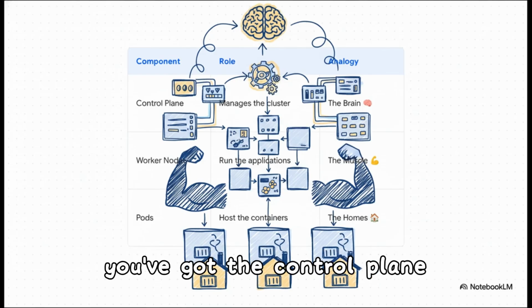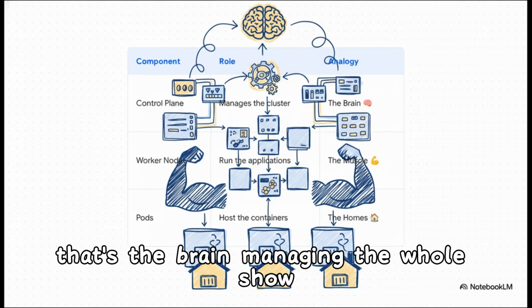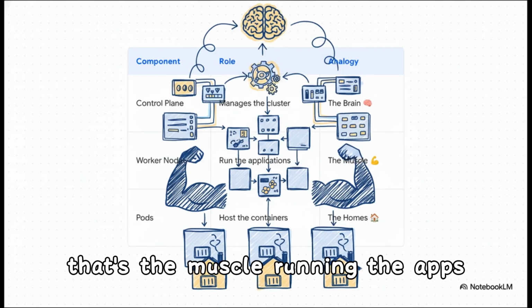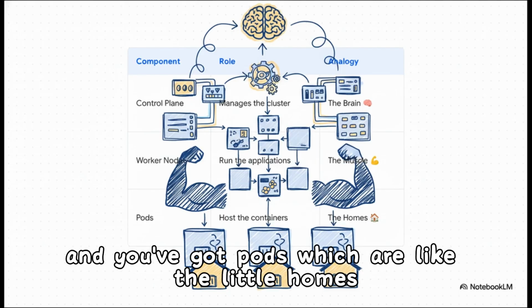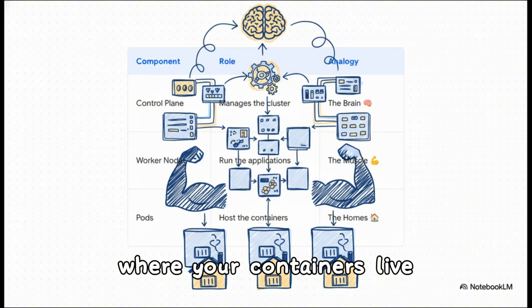All right, so let's do a super quick recap. You've got the control plane, that's the brain, managing the whole show. You've got the worker nodes, that's the muscle running the apps. And you've got pods, which are like the little homes where your containers live.